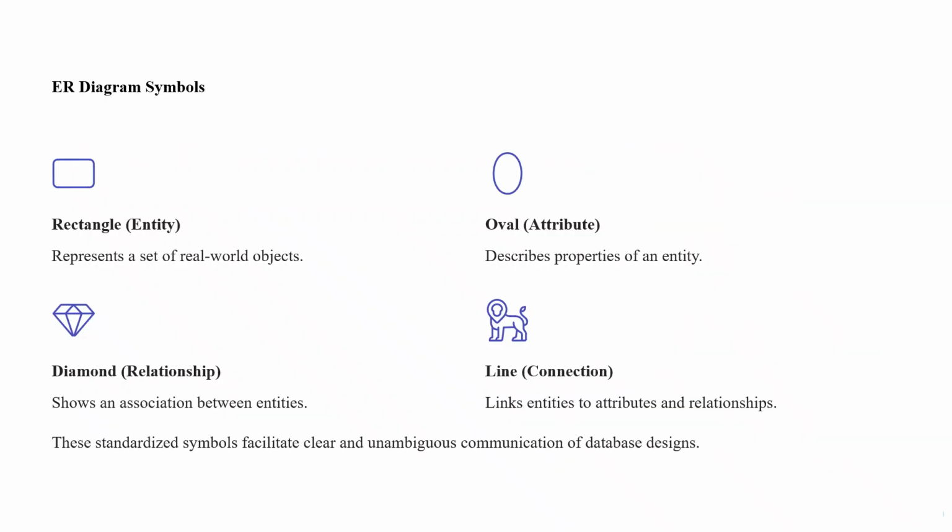These are the ER diagram symbols. A rectangle is an entity; it represents a set of real world objects. An oval is an attribute; it describes the properties of an entity. A diamond is a relationship; it shows an association between entities. A line is a connection; it links entities to attributes and relationships. These standardized symbols facilitate clear and unambiguous communication of database design.